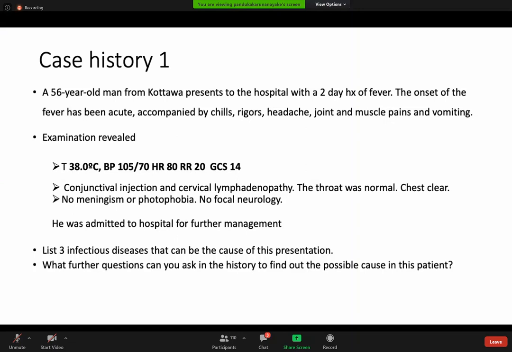Any other questions you want to ask for any other condition in the differential diagnosis? Yes, MMR vaccine status. What else? Association with children and daycare centers for measles and rubella. That is very good. And also Epstein-Barr virus infection. That's a good question to ask. Any other questions?